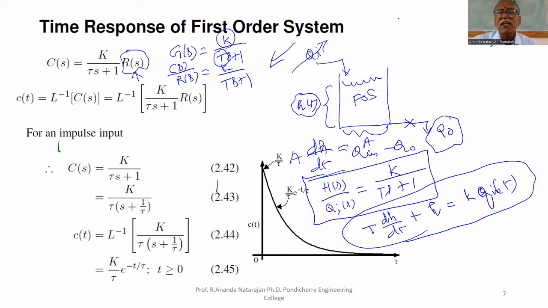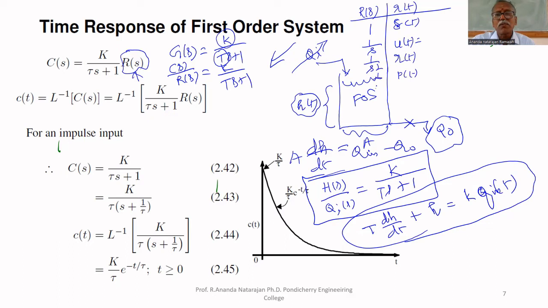For the impulse function, we already know the relation between R of s and R of t. R of t is the unit impulse function, del of t, and its Laplace transform is 1. If R of t is u of t, the unit step function, then its Laplace transform is 1 upon s. If it is a ramp function, its Laplace transform is 1 upon s square. If it is a parabolic function, its Laplace transform is 1 upon s cube.